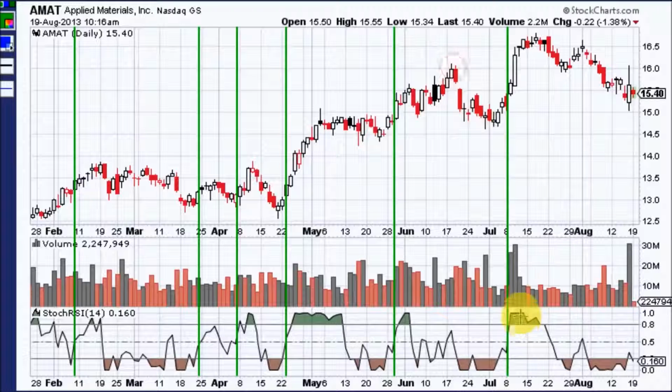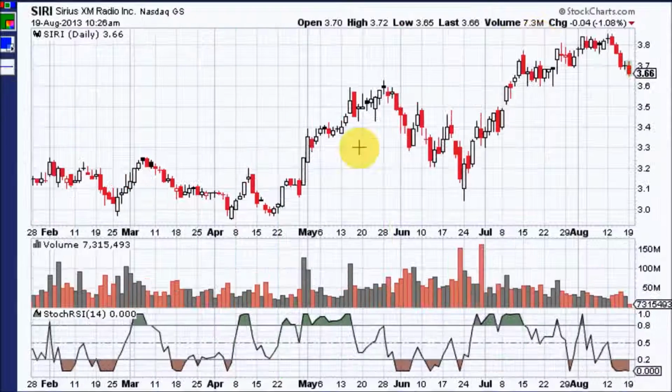above all levels of resistance on the biggest volume on the chart. Exactly what you want to see. So that was a great buy signal. You could have been in here at the 1550 range and it ran $1. Now let's look at some of the buy signals Stoch RSI has given on Sirius XM radio, ticker SIRI.